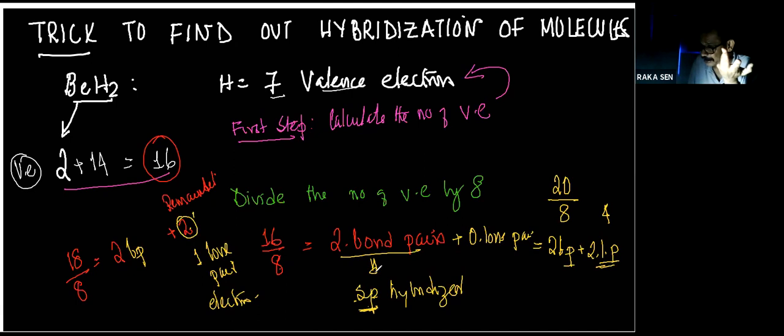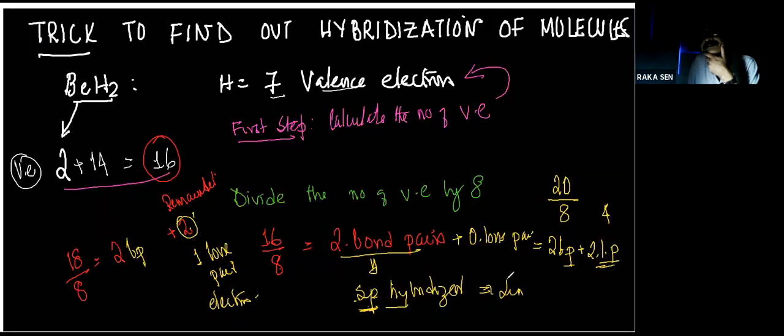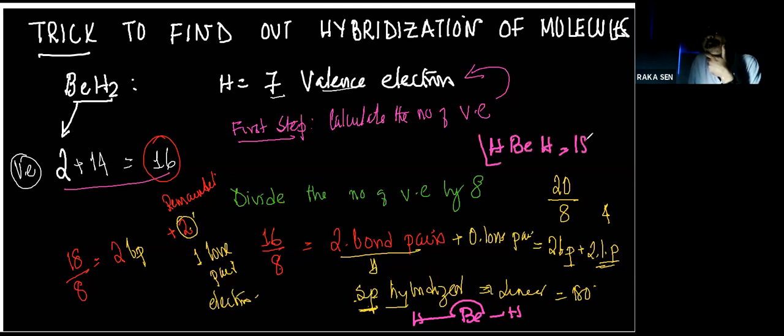Priyanshu and Siddharth are hating each other, maximum distance apart. So sp hybridized shape is linear, means 180 degree. That means I'll be having my Be out here, hydrogen out here, hydrogen out here, and this angle will be 180 degree. That means hydrogen, beryllium, hydrogen angle is 180 degree.